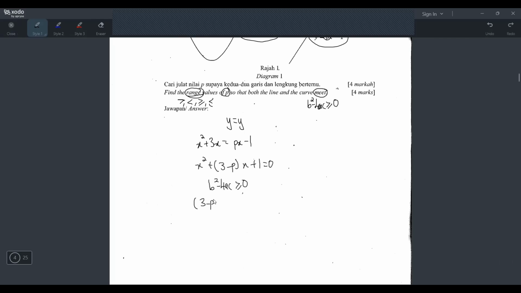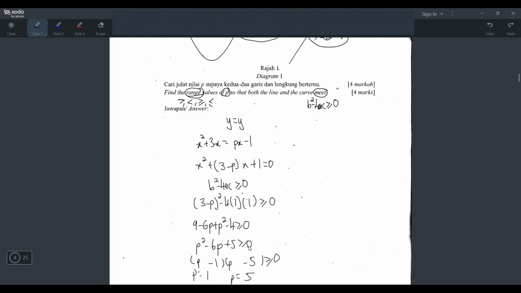So the b will be 3 minus p, the a will be 1, the c will be 1 also, and then bigger or equal to 0. This one, when you expand, you're just going to get 9 minus 6p plus p squared minus 4 bigger or equal to 0. You end up with p squared minus 6p plus 9 minus 4, which is plus 5, bigger or equal to 0. Factorize using calculator, but here you have to write equals. So now you press calculator, and you will get p equals 1 and the other p equals positive 5, right?